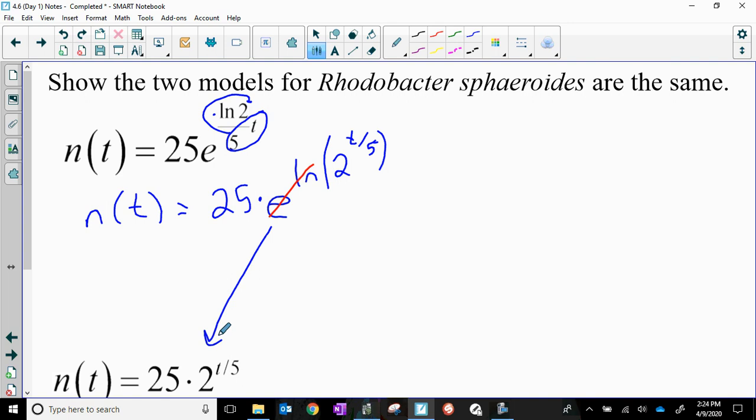So I do not care which one you use. Most math teachers do not care. You can accept either one.